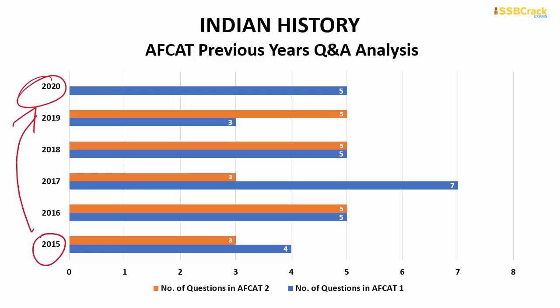Now the level of these questions are not that high. They vary from modern history to ancient history and medieval history as well. So nothing is sure in that particular segment. It can be anything from medieval history or ancient history or modern history, but not more than 4 to 5 questions that you can expect from this section of Indian history.